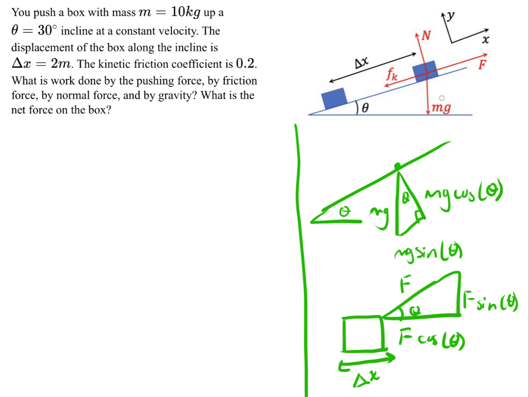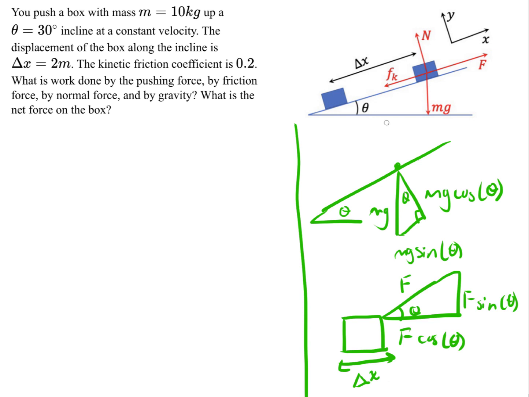So over here is a free body diagram of the box. It's displaced 2 meters, that's the change in x. It has the pushing force, the downward force of gravity, the normal force, and the frictional force. And then we've set y to be the direction perpendicular to the plane of the incline, and x to be parallel to the incline. And this is at a 30-degree angle.